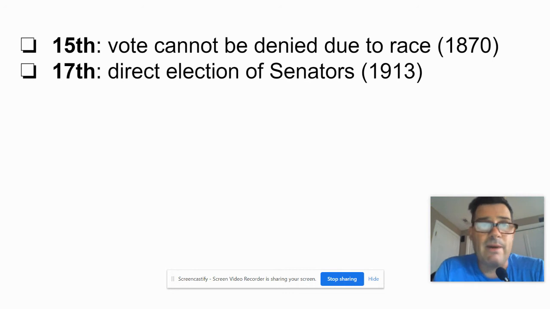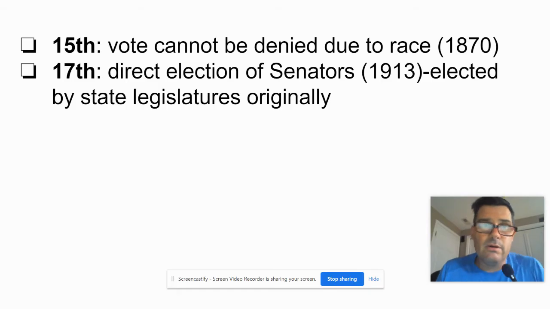All right, 17th Amendment, direct election of senators. So it used to be that senators were chosen by the state legislatures, and then in 1913 it was changed to direct election by the people. So just tag along that they were elected by state legislatures originally. I think, again, that's something we probably already talked about.